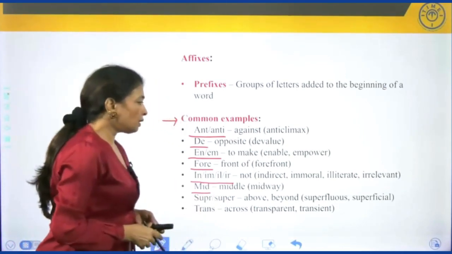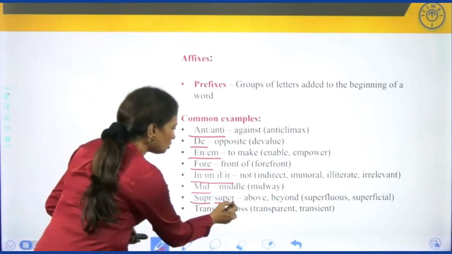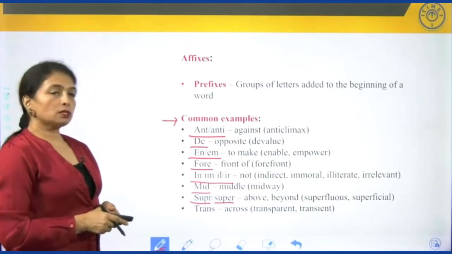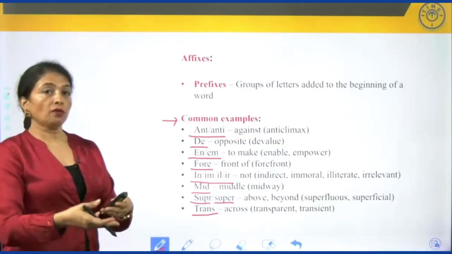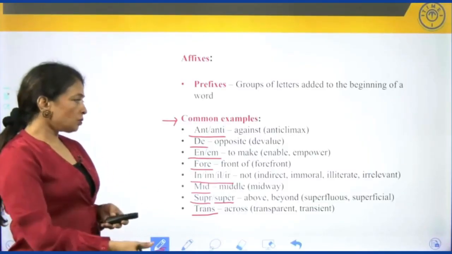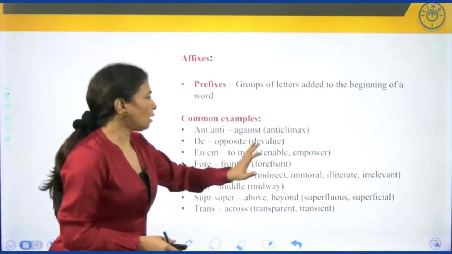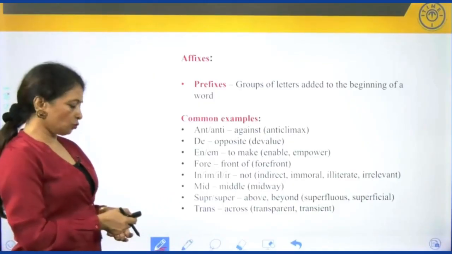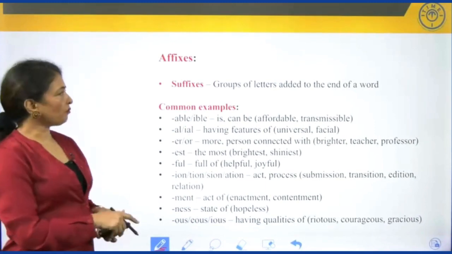Mid is middle, and we have midway. Then we have super, which means above or beyond, in words like superfluous, superficial, etc. We have trans, which means across. We have transatlantic, transparent, transient, etc. So these are a few words in which we have prefixes being used. Then let's also consider suffixes.